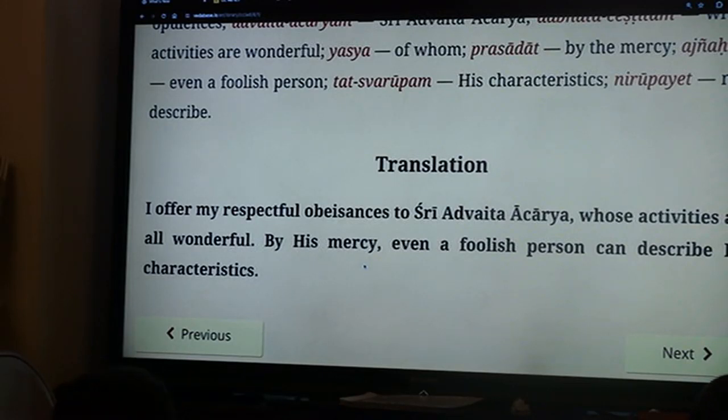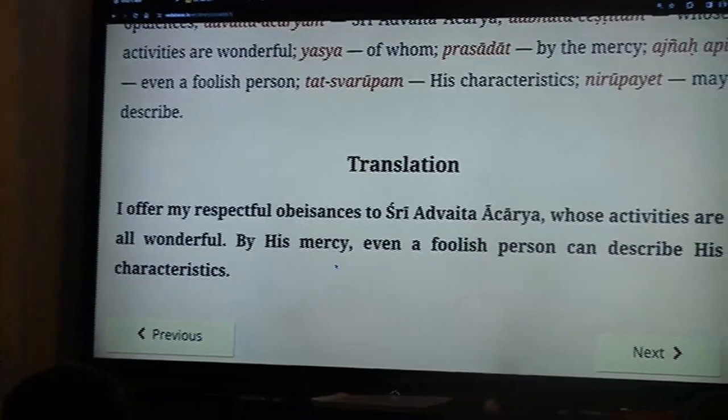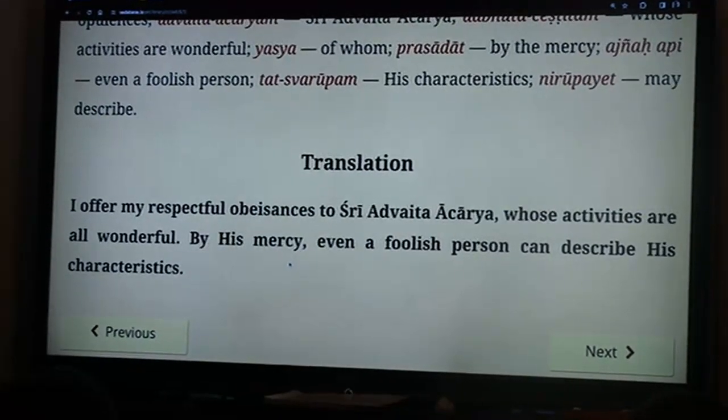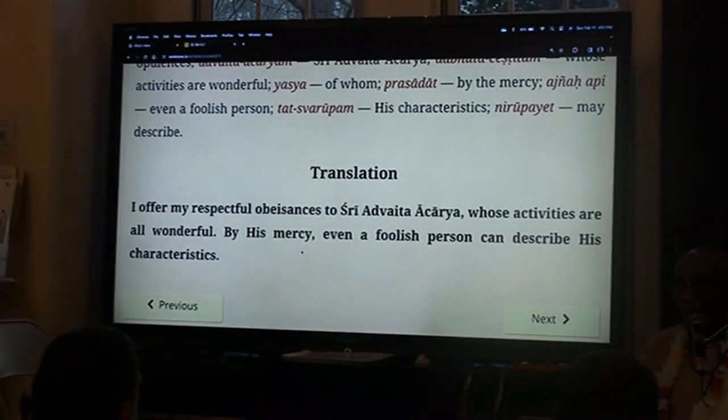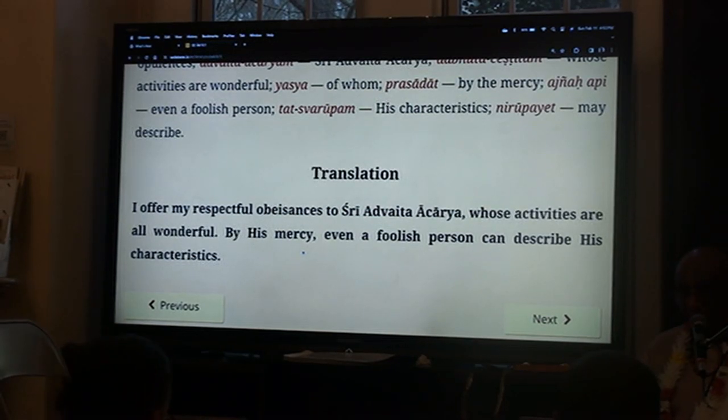Translation by His Divine Grace A.C. Bhaktivedanta Swami Srila Prabhupada. I offer my respectful obeisances to Sri Advaita Acharya, whose activities are all wonderful. By His mercy, even a foolish person can describe His characteristics. Please repeat. I offer my respectful obeisances to Sri Advaita Acharya, whose activities are all wonderful. By His mercy, even a foolish person can describe His activities.